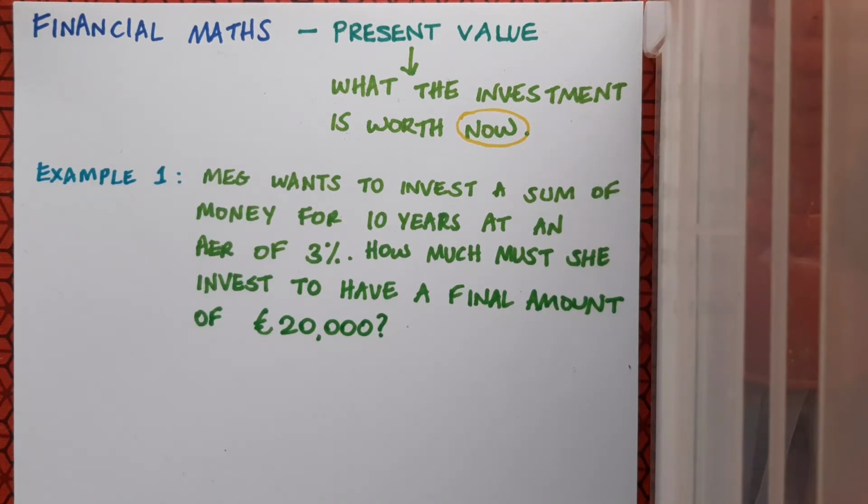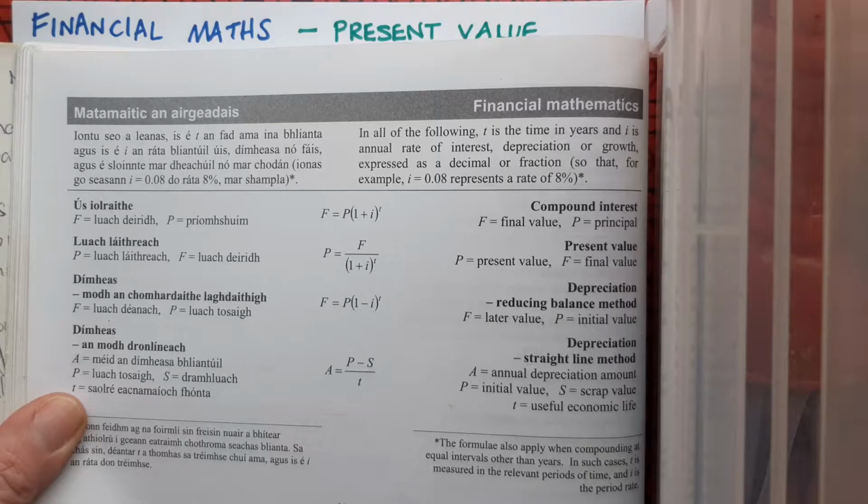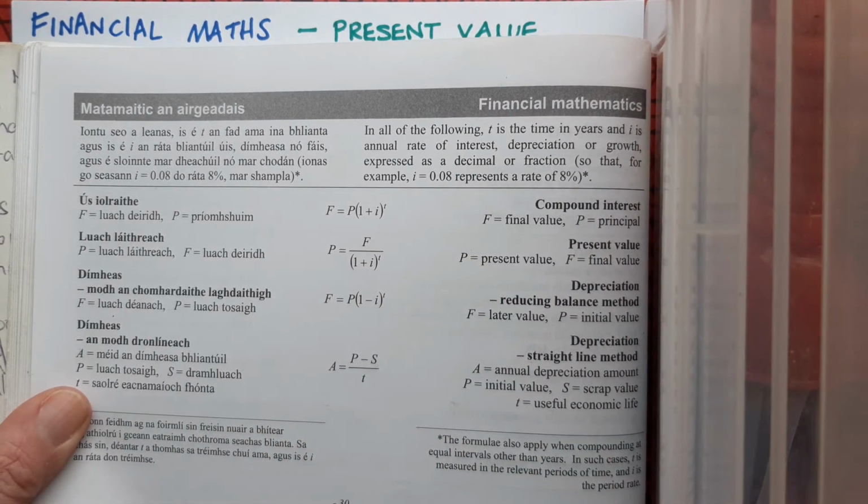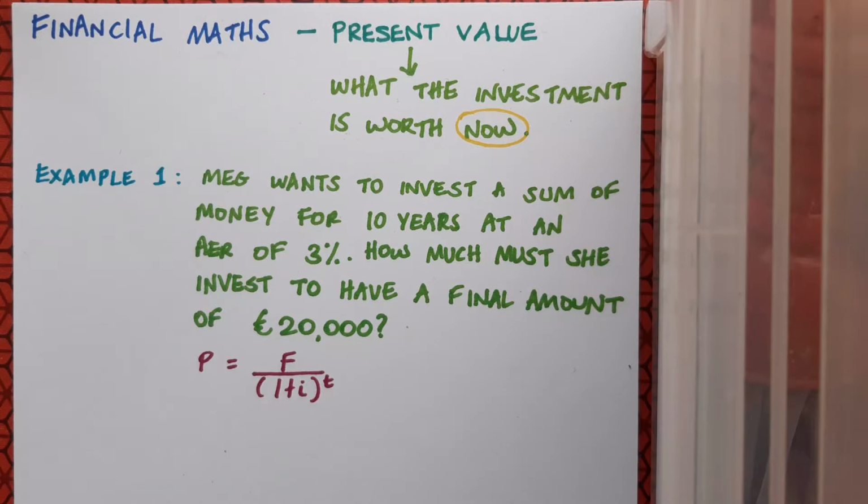So our example is that Meg wants to invest a sum of money for 10 years at an AER of 3%. How much must she invest to have a final amount of 20,000? So let's first of all refer to the log tables and select the appropriate formula. The formula we'll use in this case is the present value formula, P equals F over 1 plus i to the power of t.